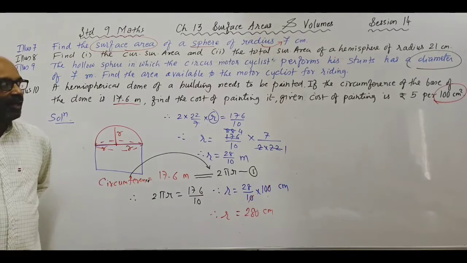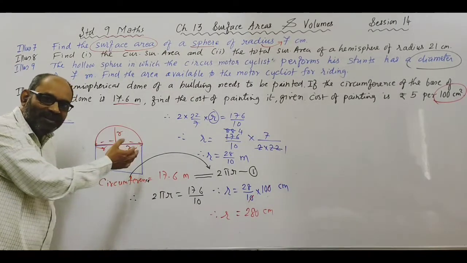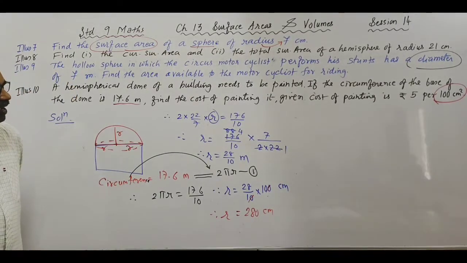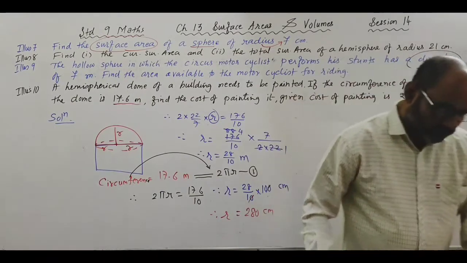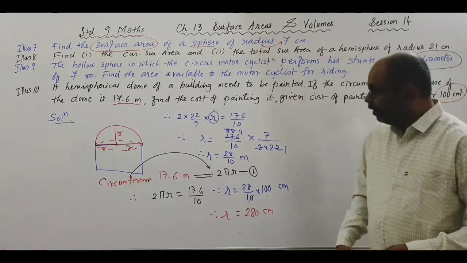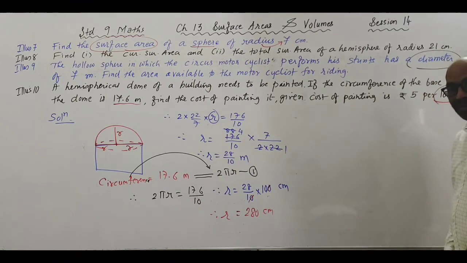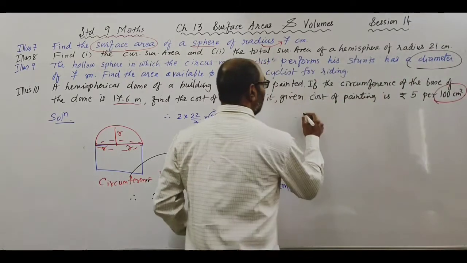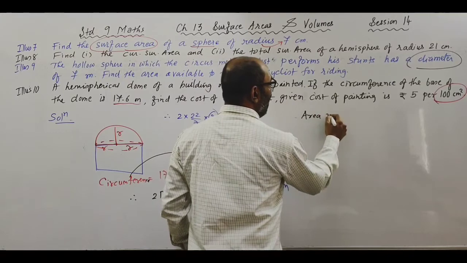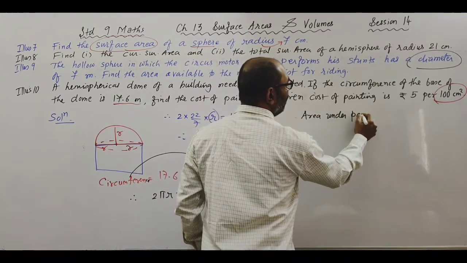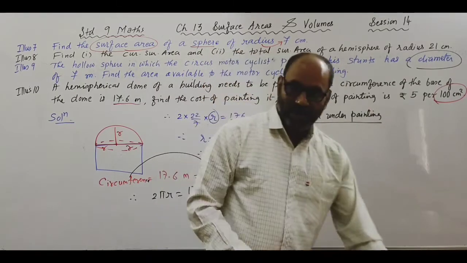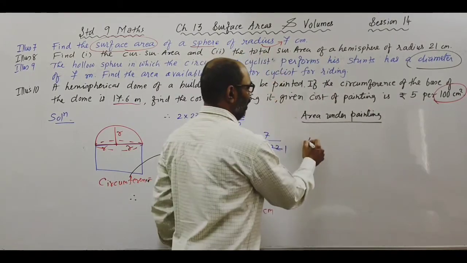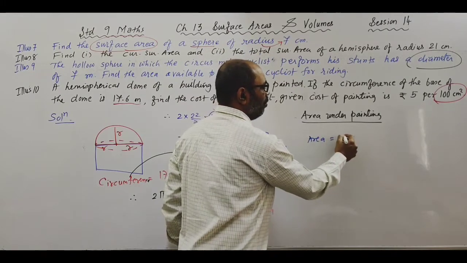Now what do we have to paint? The curved surface. Alright, let's find out. I'm going to put the title: Area under painting. And I'm going to write area is equal to.